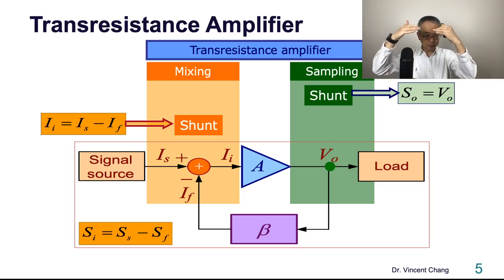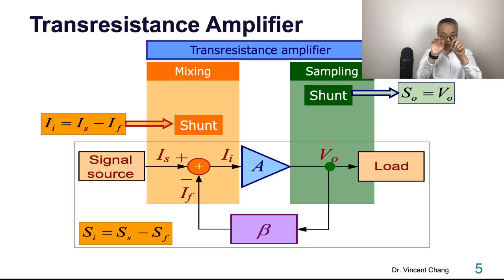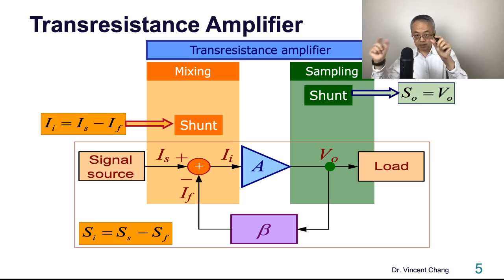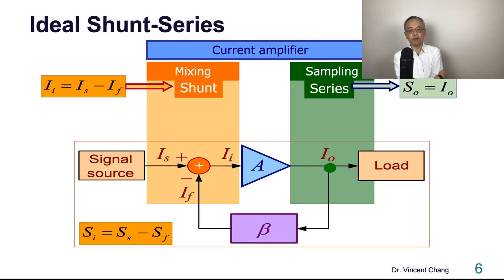When I go through this, maybe your focus is on the top of the slide, but you also have to pay attention to the bottom of the slide. The signal is always changing. For example, in this case, it's IS minus IF equals II. Look at the circuit diagram on the right. What's the signal of the amplifier's output? It's the voltage output VO.